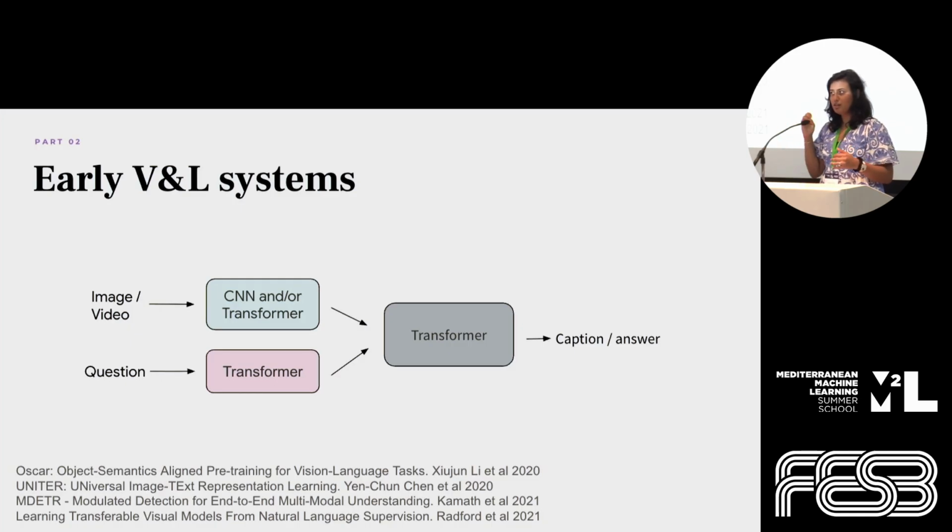So at this point, they were still kind of stuck to the object detection framework, and so they would put a transformer on top of the object features. And like, oh no.